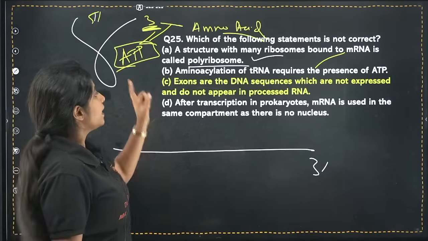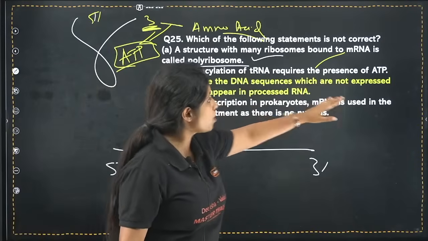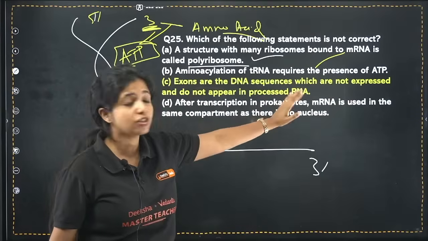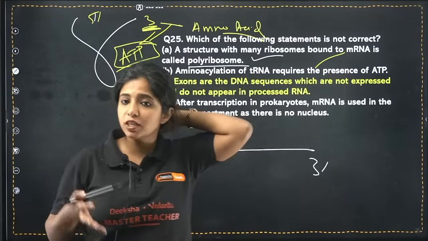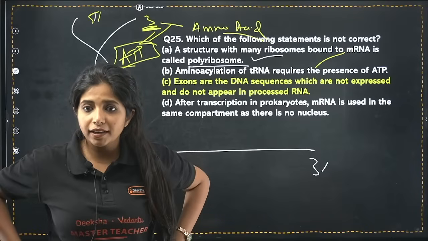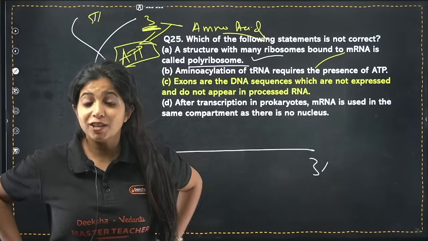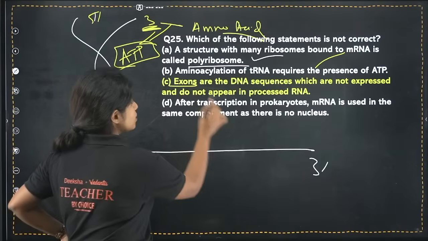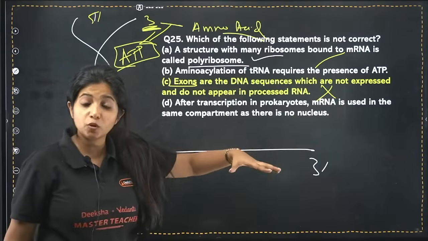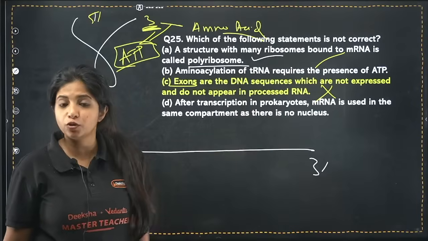Okay, now next thing: exons are the DNA sequence which are not expressed and do not appear in processed RNA. Yes, it is not going to be expressed in the processed RNA, but do you think that is exons? That has to be introns, right? Here it is mentioned exons, which is why it is wrong. Exons are going to be expressed; introns are the ones that are not expressed.